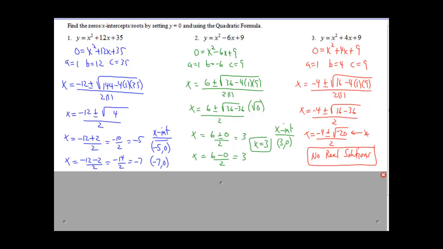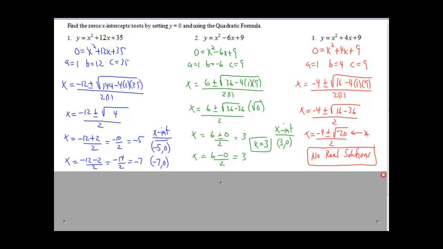Number 2 in the green, you should have had just one x-intercept, which, if you're picturing the parabola, the vertex is on the x-axis. It has what we call a double root. The x-intercept is (3, 0). And on the red for number 3, you should have had no real solutions, meaning we cannot take the square root of -20, so you're not going to get any real solutions. You will have an imaginary solution.